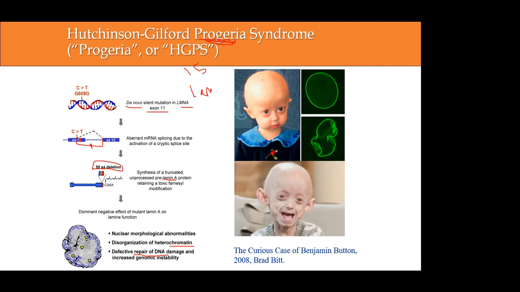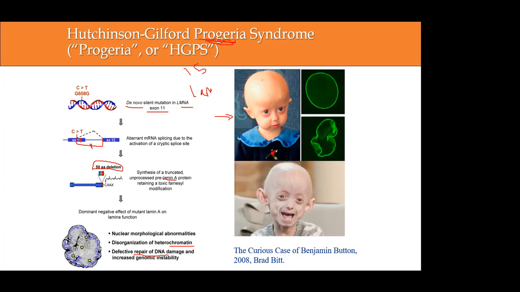We call it de novo because it's a starting mutation. Why? Because it's not inherited. Why is it not inherited? Because these people usually don't live to reproduce. They don't live to get married and then produce children who have the same mutation. But de novo means from the beginning or the start.